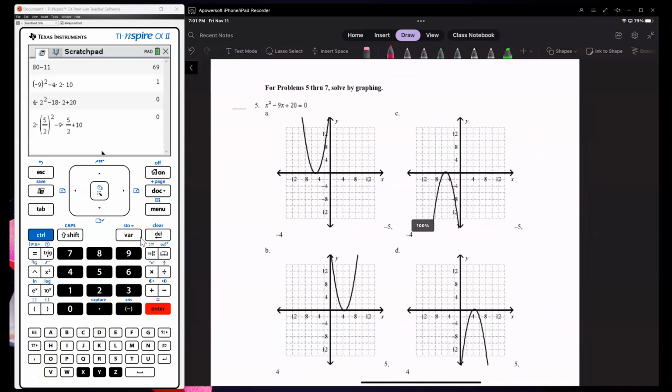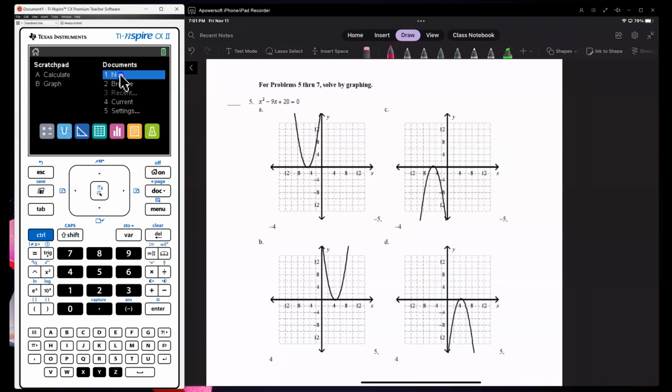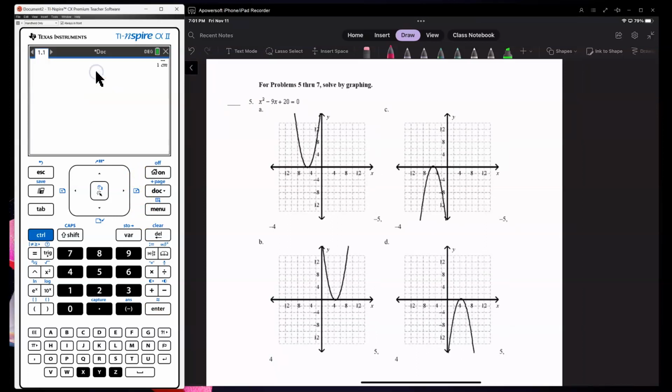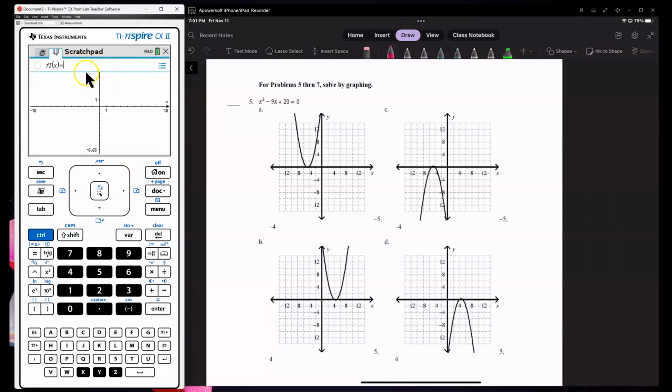For problems 5 through 7, solve by graphing. So go to On, graphing, new graphing. So a new graphing pad here. So we have x squared minus 9x plus 20. Press enter.